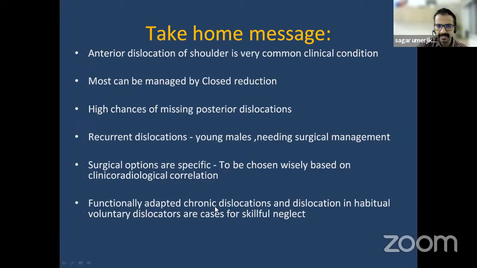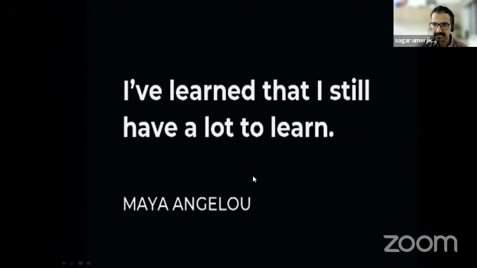Then the functionally adapted chronic dislocations and dislocations in habitual voluntary dislocators are cases for skillful neglect. These are the set of patients who should not be touched and should be skillfully watched for progression. I have basically emphasized anterior dislocation; posterior dislocation, recurrent dislocation and multidirectional instability are a totally different set of management and topics. So the moment I think of shoulder, I always feel I still have a lot to learn in shoulder. Thank you.